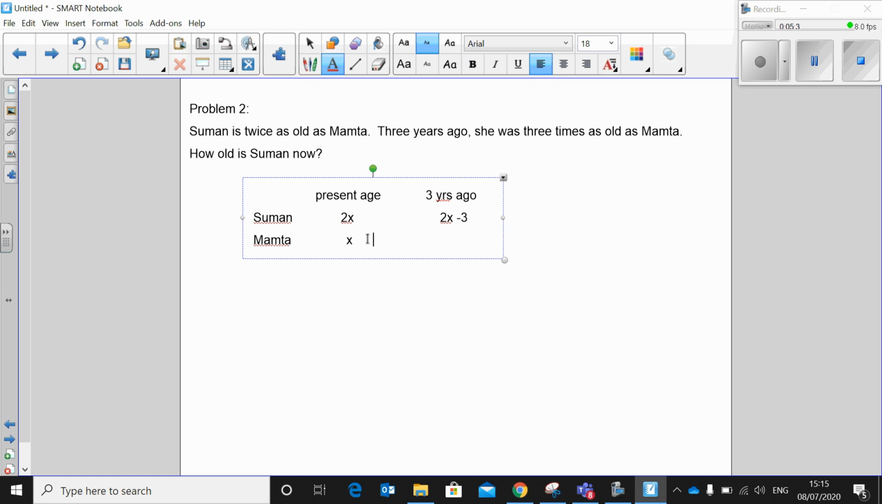Similarly, Mamta's age will be x minus 3. Got it? So now 3 years ago we have their ages. Now, what is the relation given? 3 years ago, what is given? They are talking about 3 years ago.